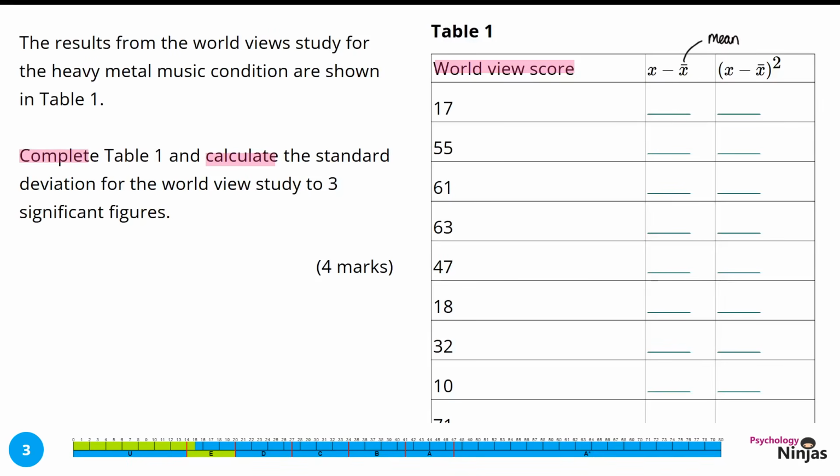So our first mark is to complete this column, x minus the mean. Where we're talking about x, that's our data score. So we're going to do 17 minus 39.6, which equals minus 22.6. And then we're going to do that for each single data score.